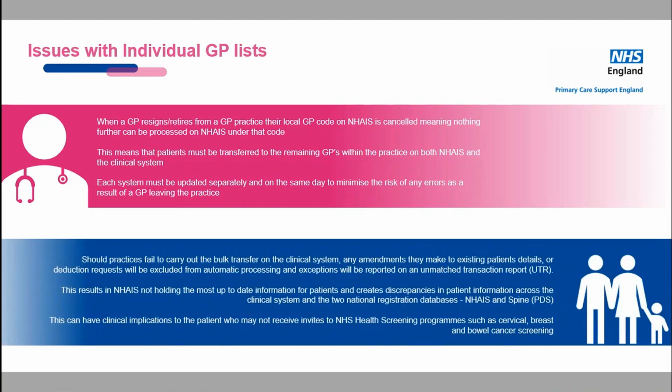Should practices fail to carry out the bulk transfer on the clinical system, any amendments they make to existing patient details or deduction requests will be excluded from automatic processing, and exceptions will be reported on an unmatched transaction report, UTR. This results in NHS not holding the most up-to-date information for patients, and it creates discrepancies in patient information across the clinical system and the two national registration databases, NHS and the SPINE PDS. This can have clinical implications to the patient, who may not receive invites to NHS health screening programmes such as cervical, breast and bowel cancer screening.